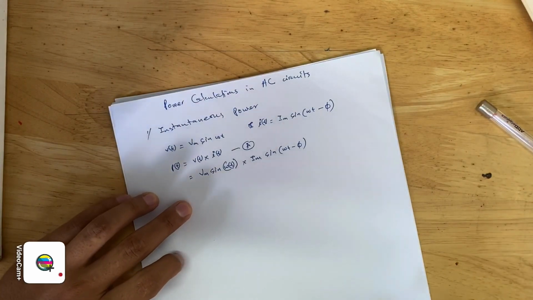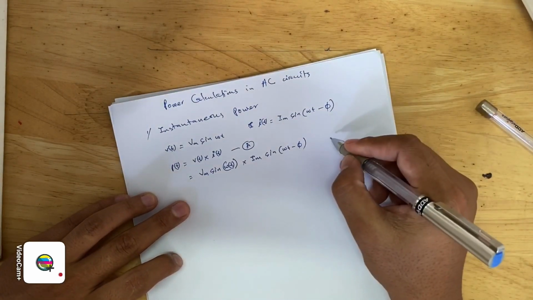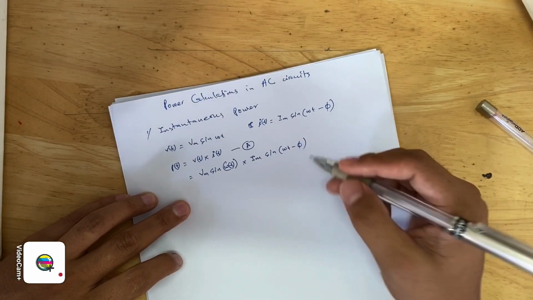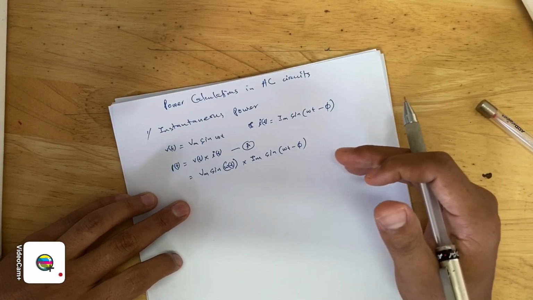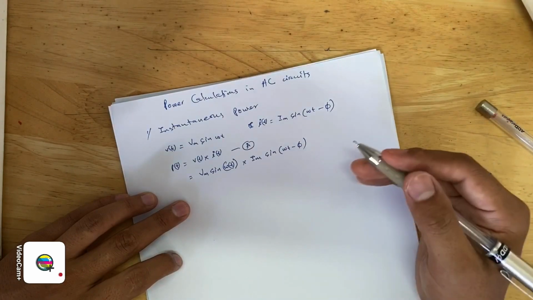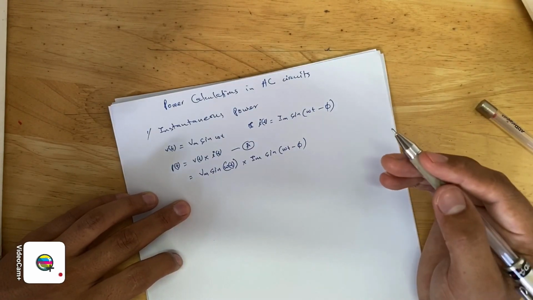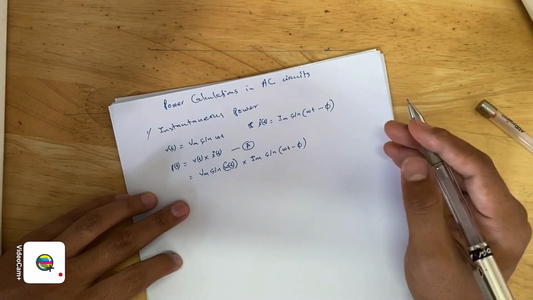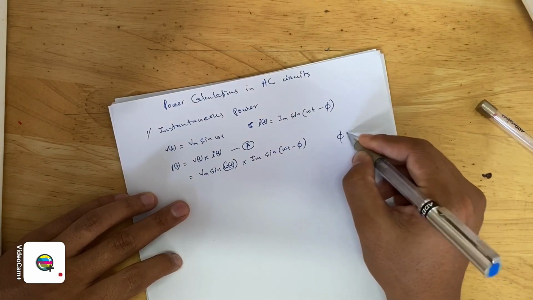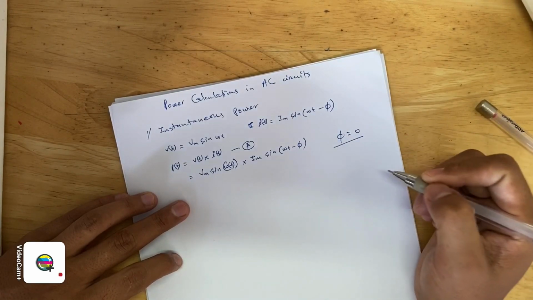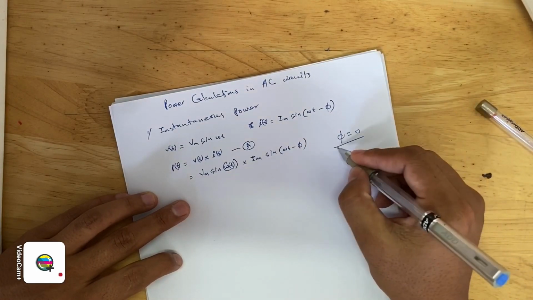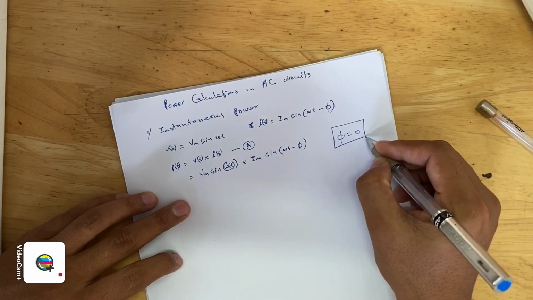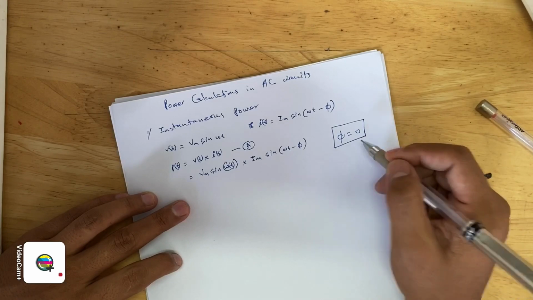About that phase shift: if phi is negative, then the voltage is leading the current, and when phi is positive, the voltage is lagging the current. If phi is equal to 0, then voltage and current are in phase. This happens when the load is purely resistive.